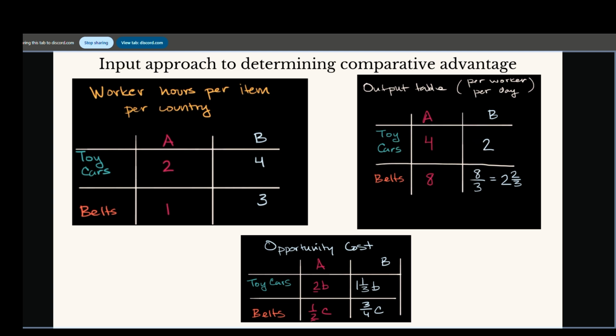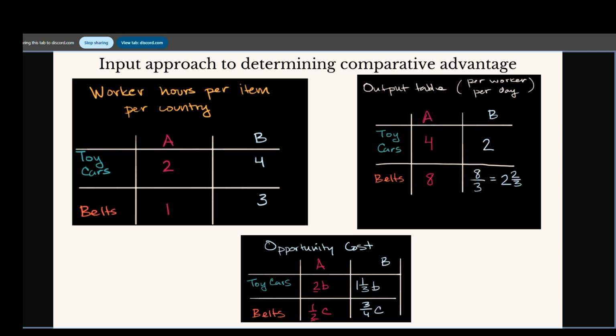Our output table is the maximum amounts of producing something. The maximum amount of toy cars worker A can produce in a day is 4, and the maximum amount of belts worker A can produce is 8 in a day. And for worker B, it's 2 toy cars and 2 2/3 of a belt.